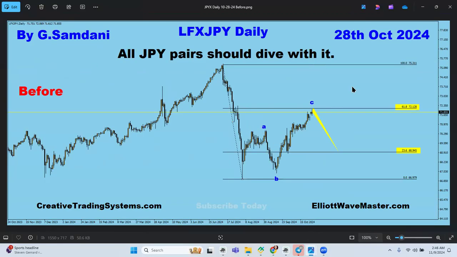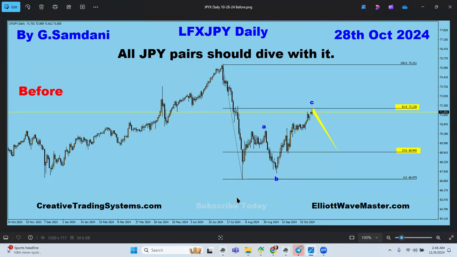I made this chart on 28 October and gave it to my subscribers, posted it on the Telegram and all of that. And I explained it completely in my webinar to my subscribers, from A to Z, what will happen. And this is going to happen if we stay below 61%.